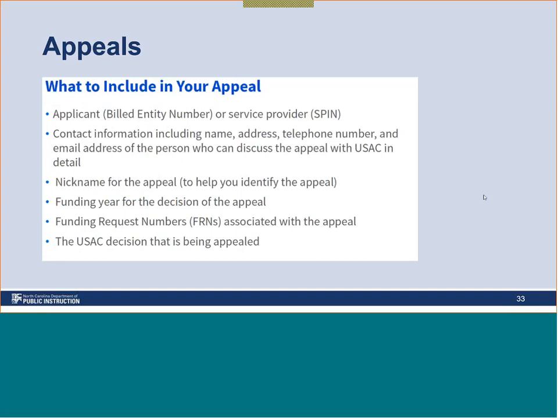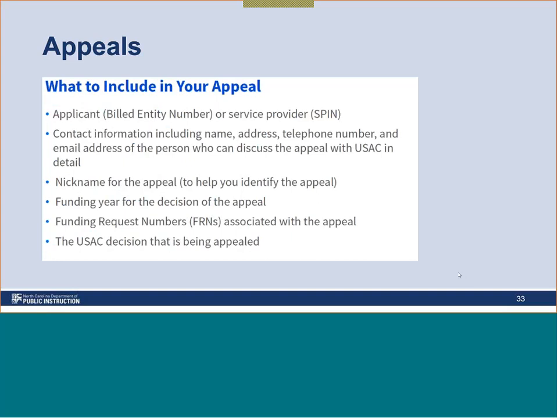And this is what you include. So obviously your applicant BIN or service provider SPIN, your contact information, including all your basics there, and the name of the person who can discuss the appeal. That might be something of note, to make sure that you put in who can discuss the appeal with them, and the nickname for the appeal with USAC in detail. And then the funding year and your FRN associated with the appeal.